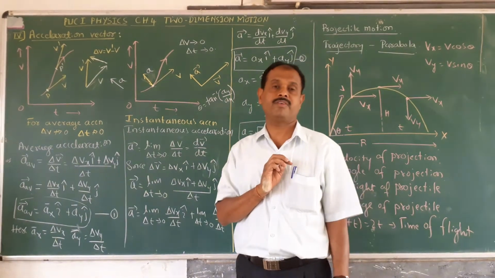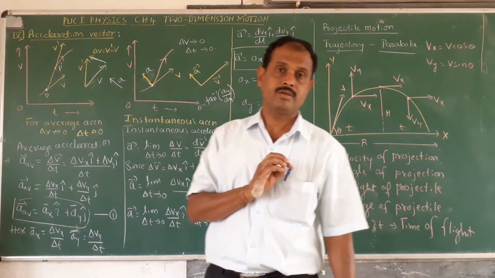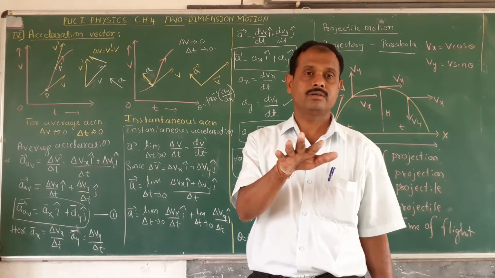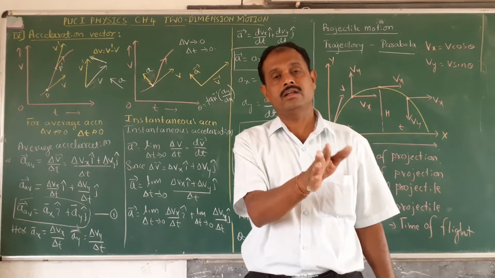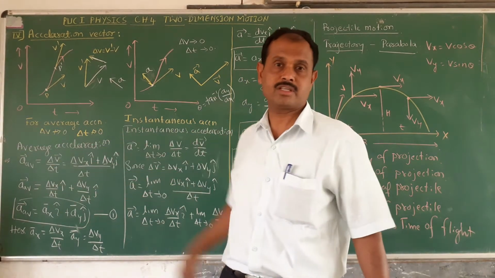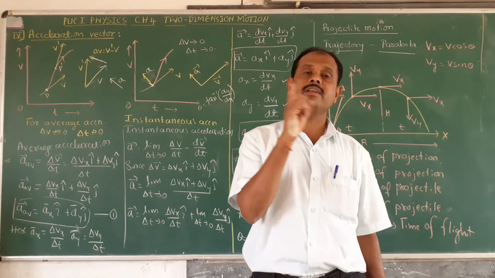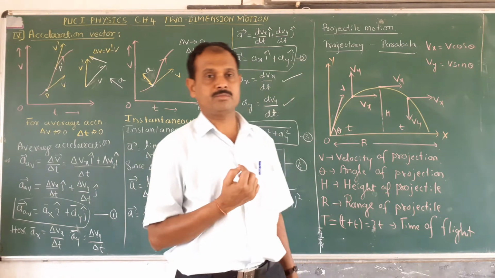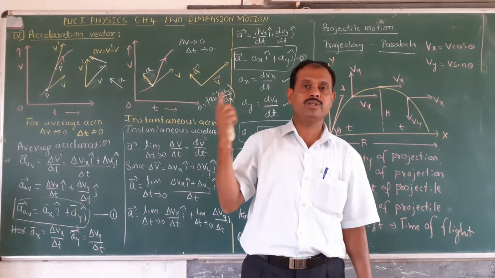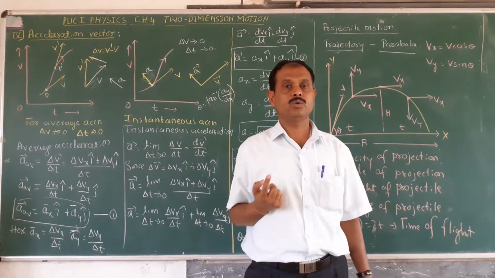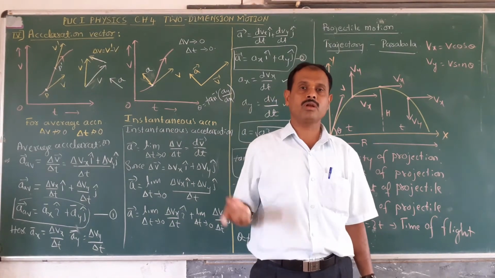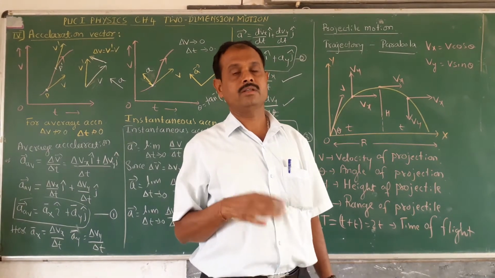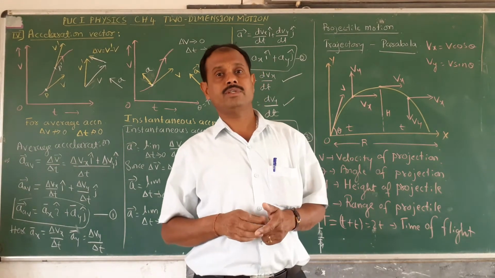Now, what are the examples for the two-dimensional motion? When you take a turn on the ground, on a bicycle or a car, to the left side or right side, it is a two-dimensional motion. A rotating fan is a two-dimensional motion. Any particle moving in a circular path is a two-dimensional motion. An electron moving around the nucleus in an atom is a two-dimensional motion.